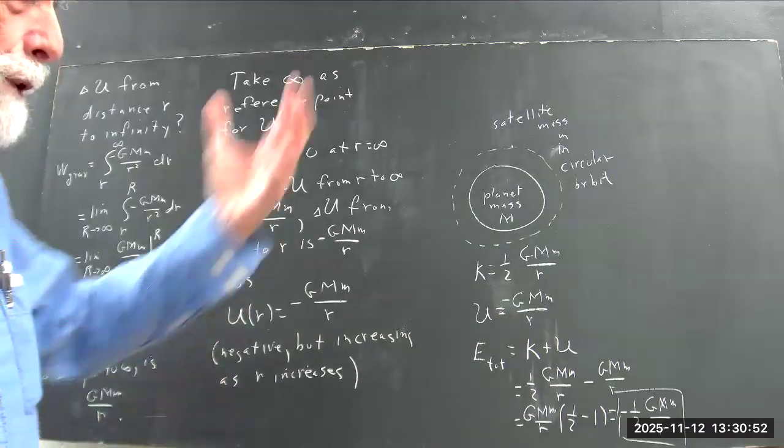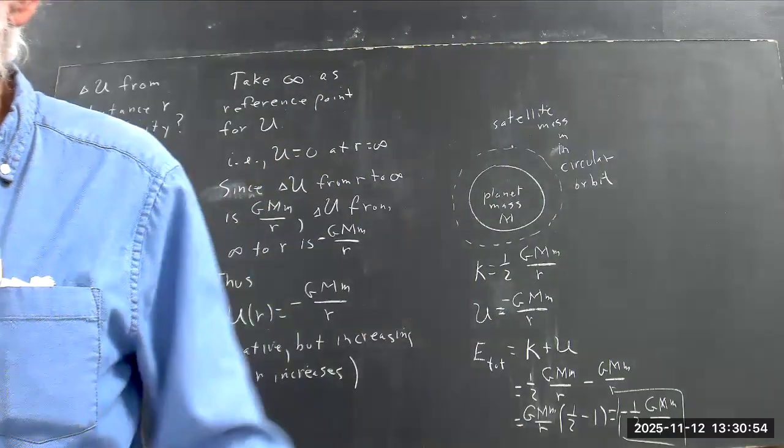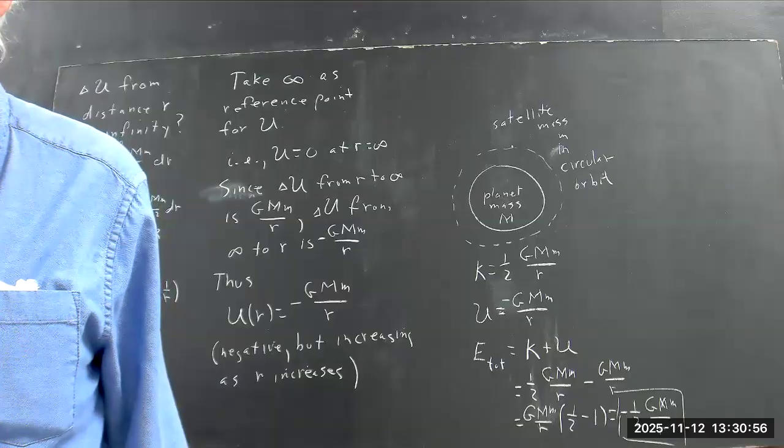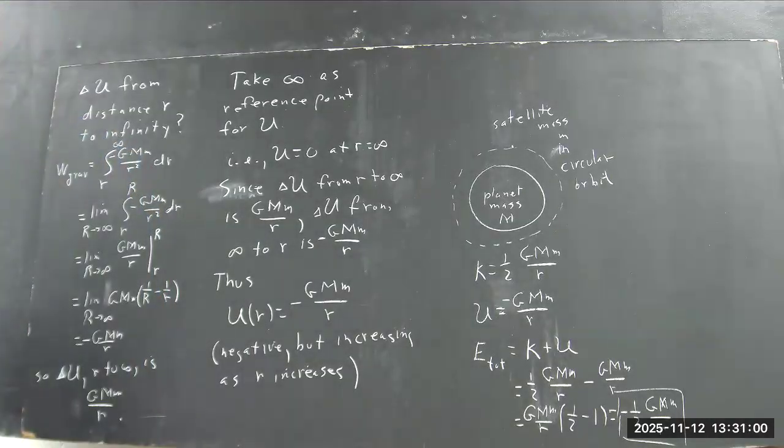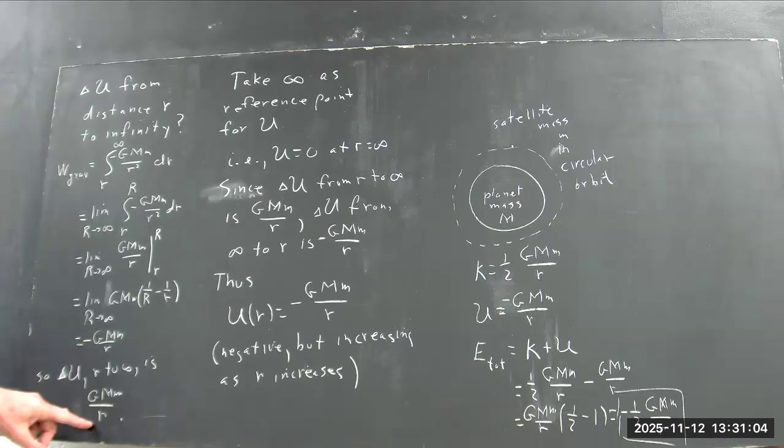Now, another question: how much energy does it take to get out to infinity? Well, from distance R, this much. Give a satellite this much energy, and it's never coming back.